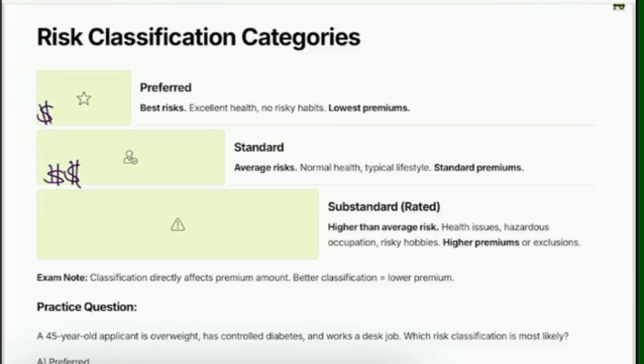But this is going to be your normal health, typical lifestyle. Even if you think somebody is preferred, most agencies are going to tell you to write them as standard, submit it as standard, because you'd rather the insurance company come back and you get to tell your client, oh, you know what?